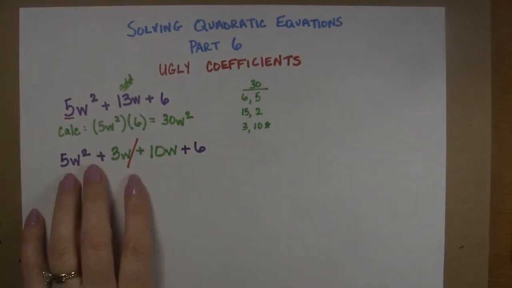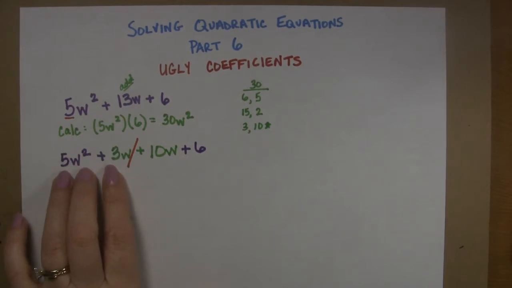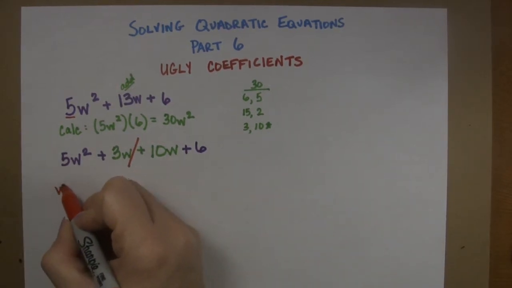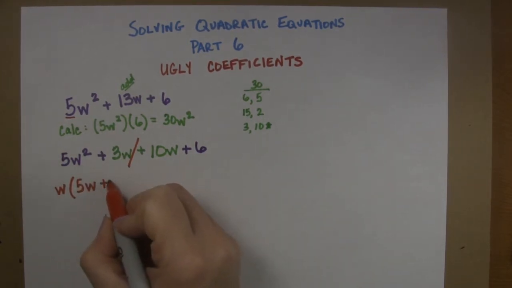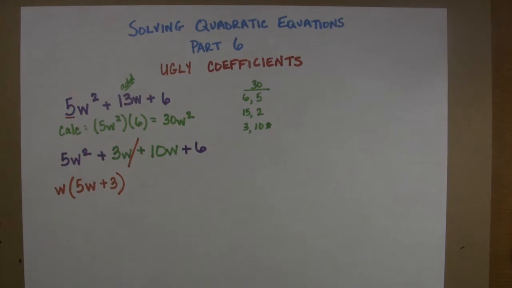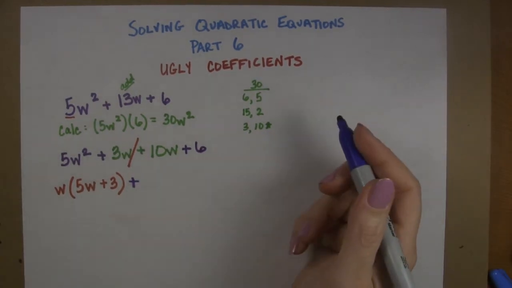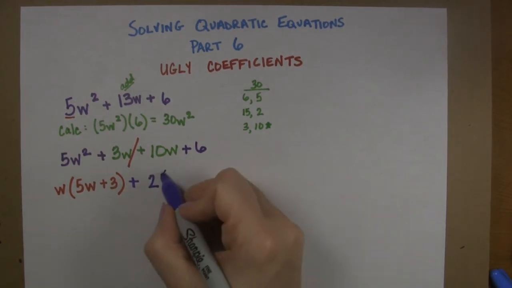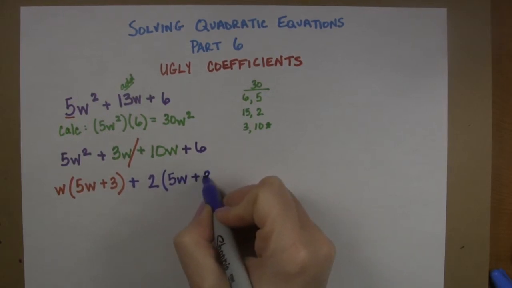All right, so we slice this equation in half, and we deal with just the first half. What can we do to simplify this first half? Well, we can suck out a w, so let's do that. So that leaves us with w times 5w plus 3 on this side. Now we move to the other side of the equation. We put a plus sign. What can we do to simplify this? Well, we could suck out a 2. All right, let's do that. That leaves us with 5w plus 3.